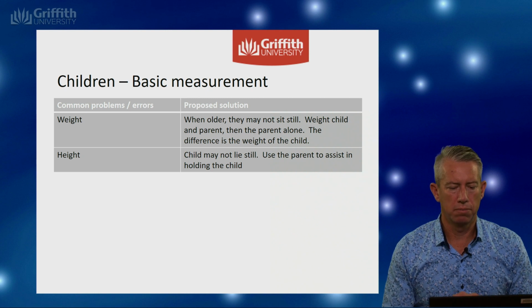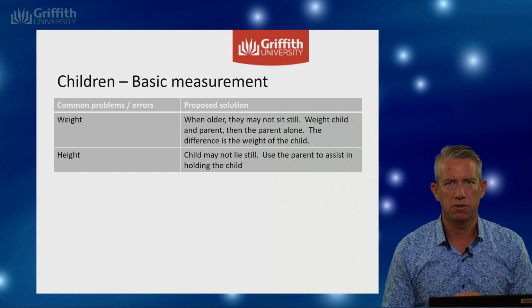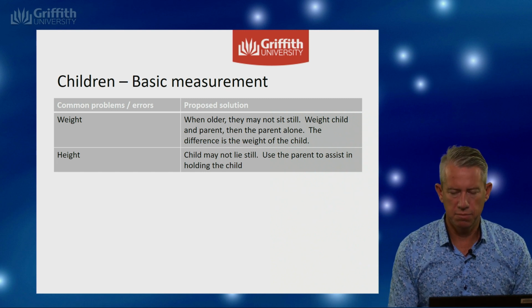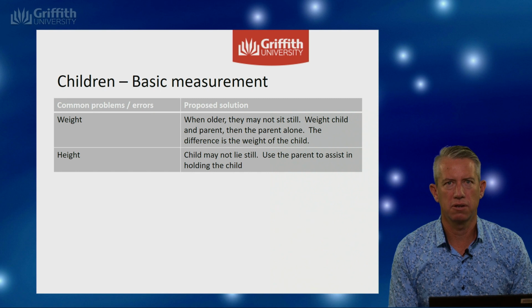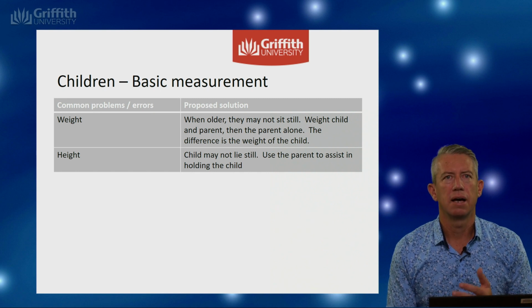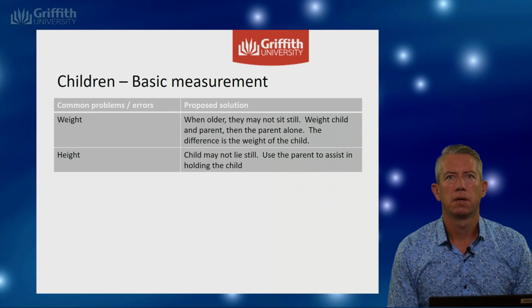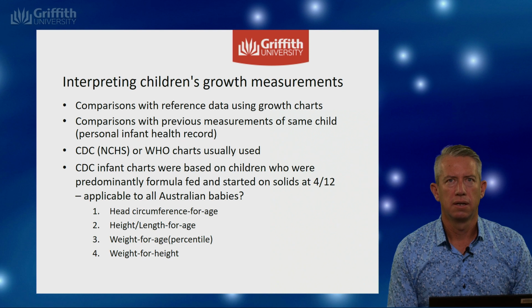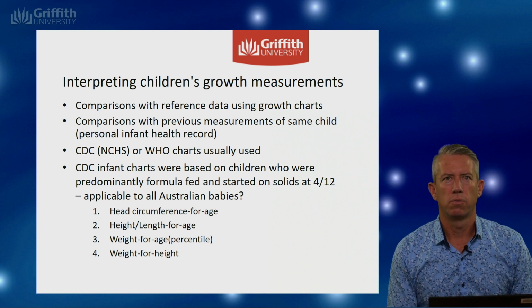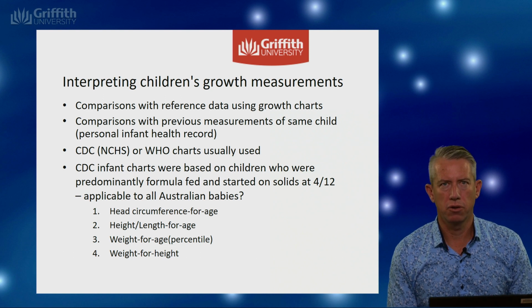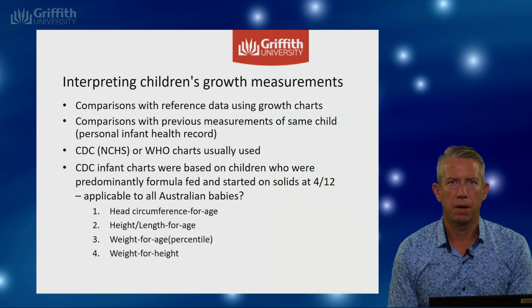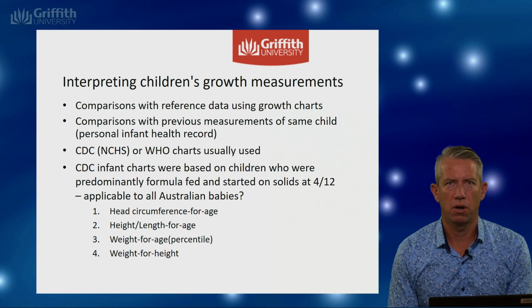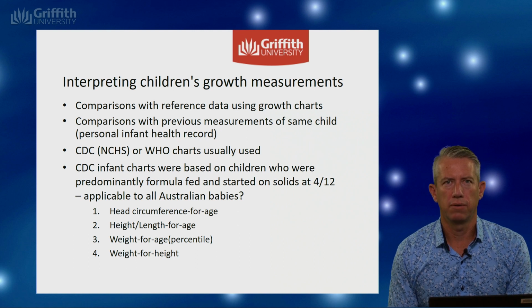There are some common problems. Working with babies is always a bit of a challenge when it comes to taking an objective measure, because they may not necessarily always be compliant, but nonetheless those measures are still fairly routinely taken. And when they are taken, they're usually interpreted relative to growth reference data, depending on the parameter that you're measuring. So comparisons with previous measures of the same child on the personal infant health record.